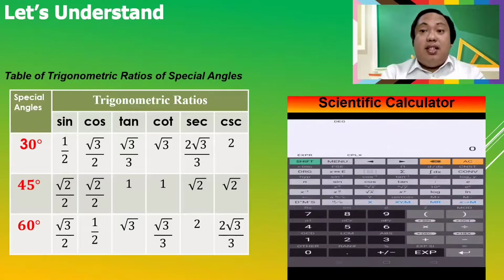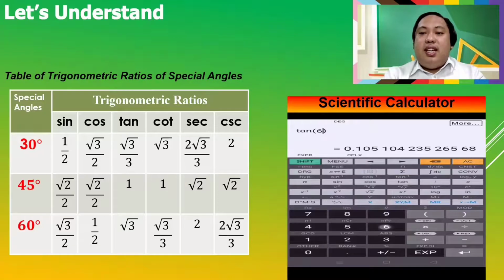Then let's have the 60 degrees angle. Sine 60 degrees is square root of 3 over 2. Cosine 60 degrees is 1/2. Tangent 60 degrees is square root of 3. Cotangent 60 degrees is equal to square root of 3 over 3.